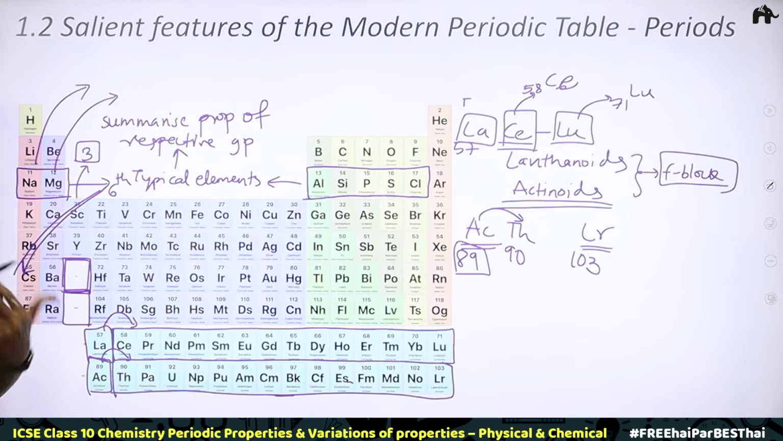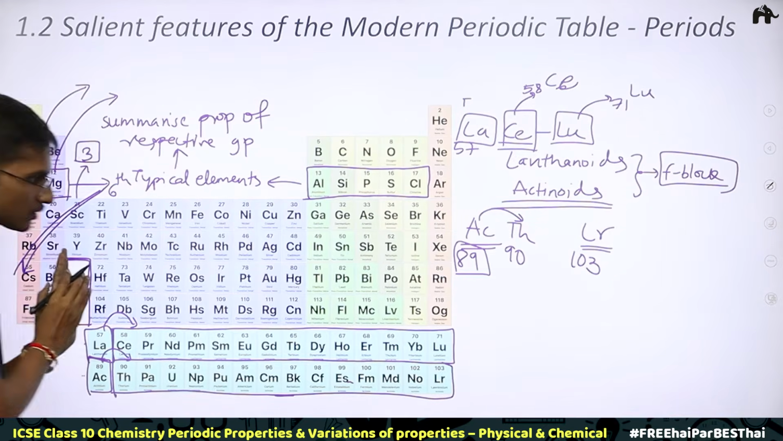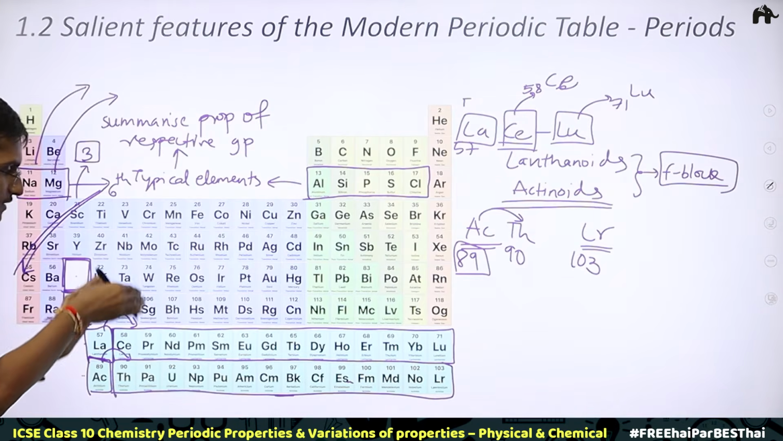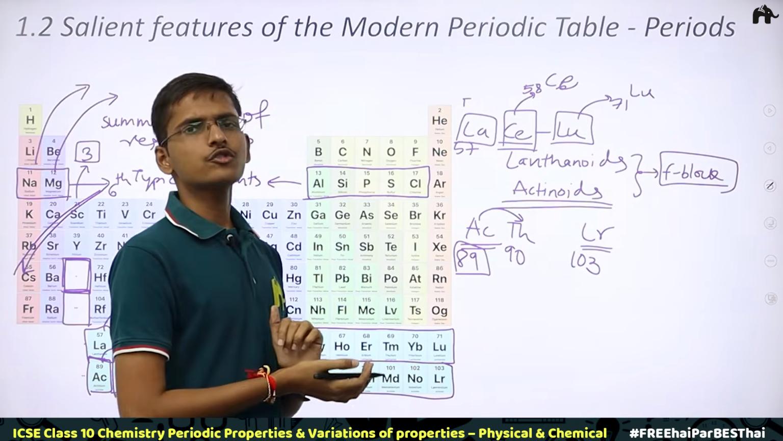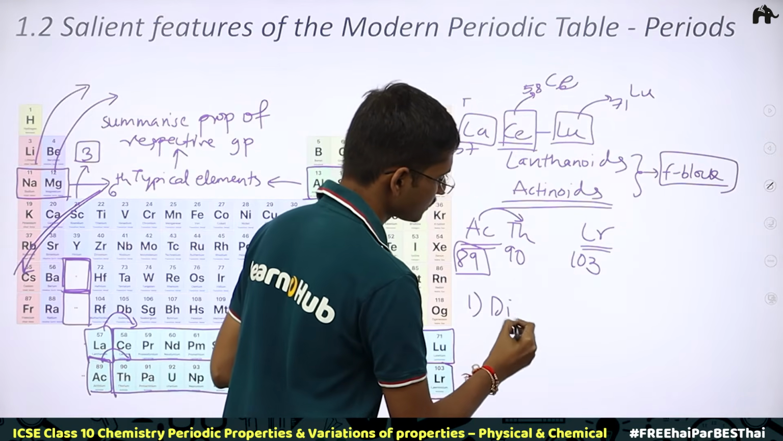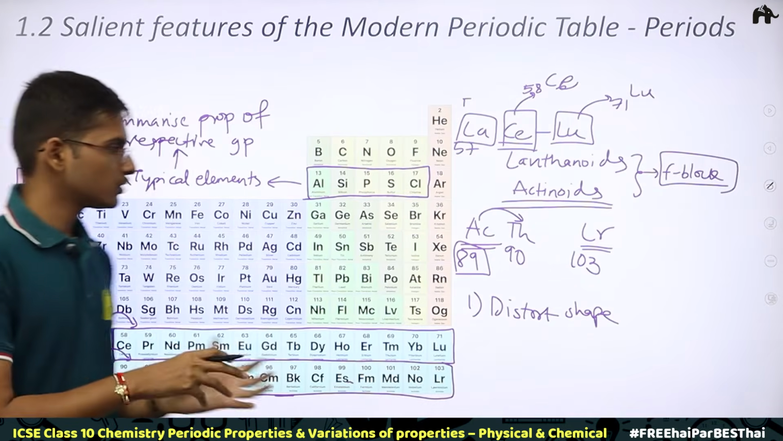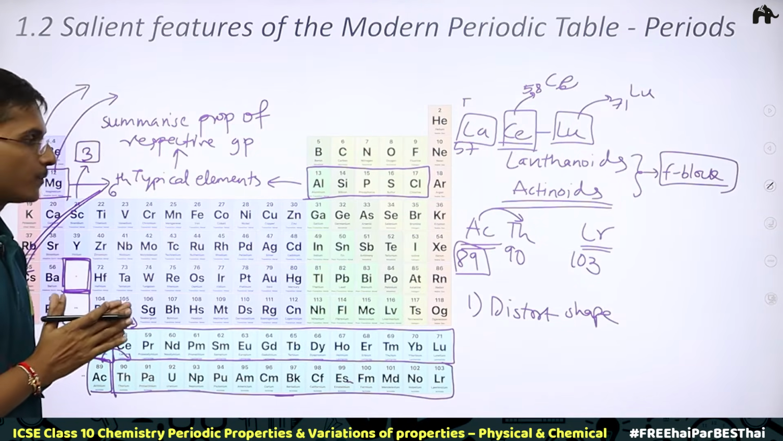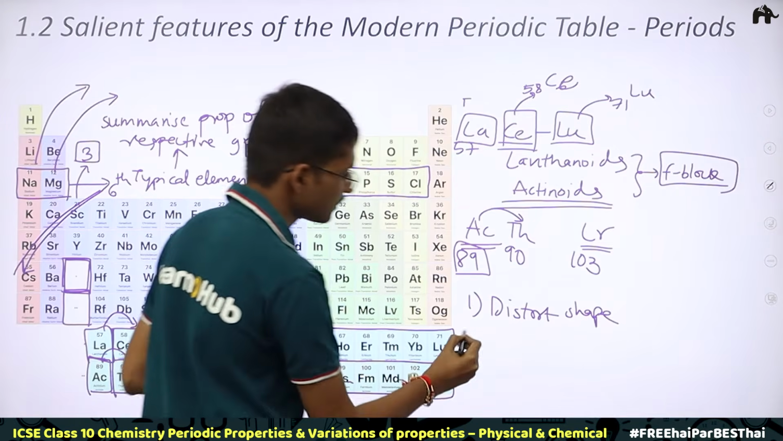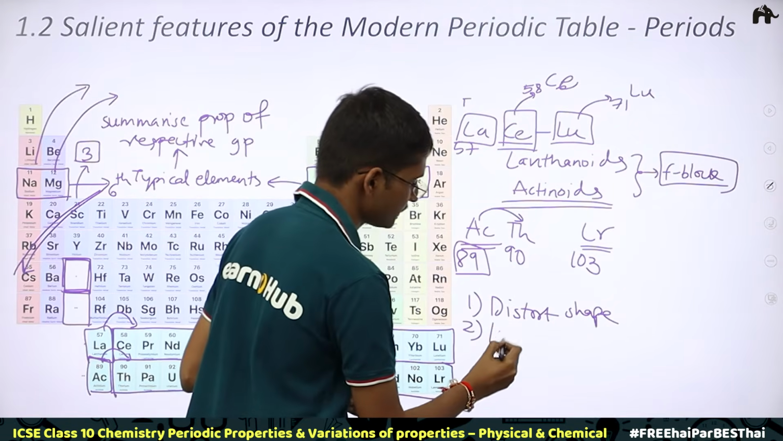Another most important question is why these lanthanoids and actinoids, or the F block elements, are separately placed out of the periodic table. Why aren't they placed here itself? Firstly, if I would place these 14 elements here, then this block of 2 periods would shift ahead. So what would it actually do? First thing, it would distort the shape of the periodic table, correct? The periodic table won't look symmetrical just like it is looking right now. And secondly, which is the most important thing, we would lose our principle of classification.